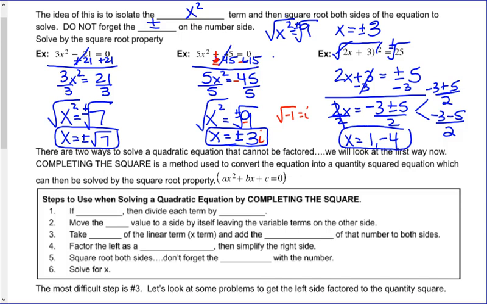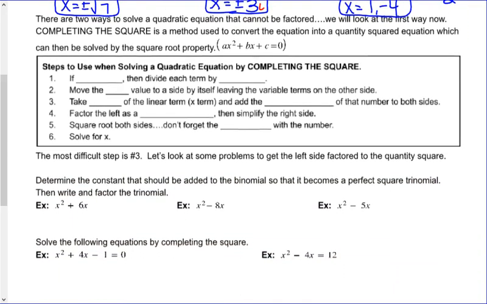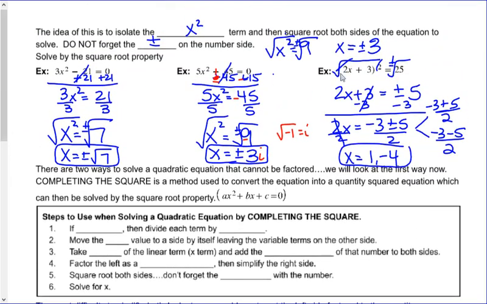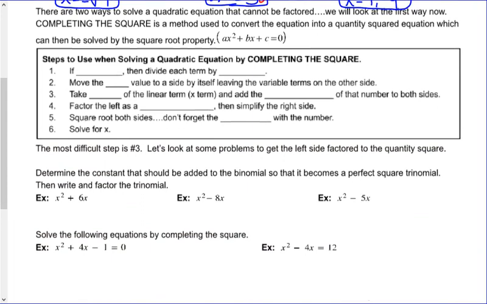Okay? All right, again, that's leading us to what we're getting ready to do, which is completing the square. There are two ways to solve a quadratic equation that cannot be factored. So not every single equation that we encounter is one that can be factored. So we're going to look at the first way to do that, which is called completing the square. It's a method used to convert an equation into a quantity squared equation, just like what we had right here. That's a quantity squared equation. So we're going to force things to be like that, and then we can solve it by square rooting both sides. So here are the steps in order to do completing the square.